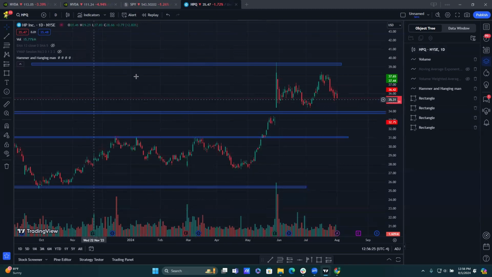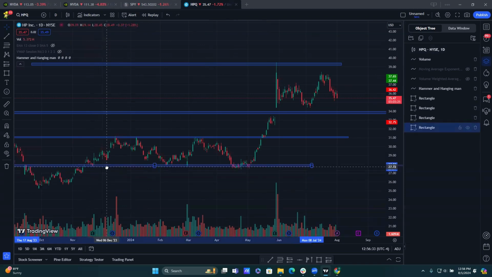Support is the opposite of resistance. It's going to be where your lowest lows are. Actually, a good level of support is here too.